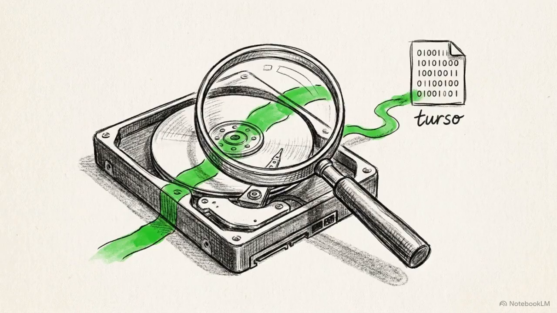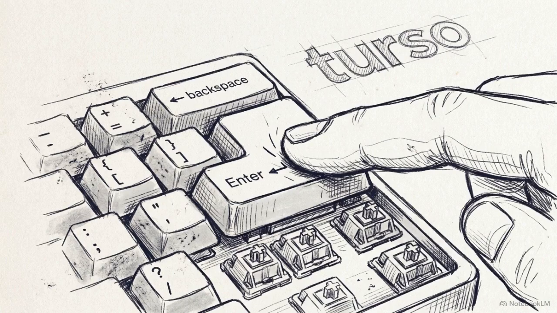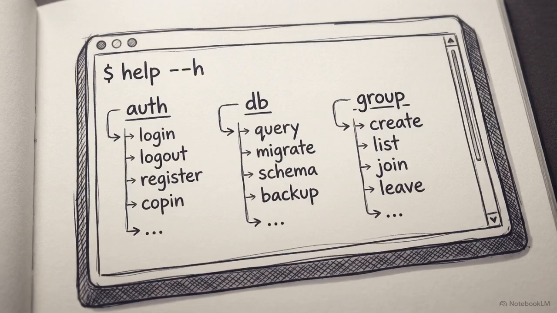Once the installation script finishes, you need to verify the binary is active in your system path. Close your current window, open an entirely new shell session to refresh your variables, and simply type turso. If you see the help documentation outlining the available commands, your system is ready.